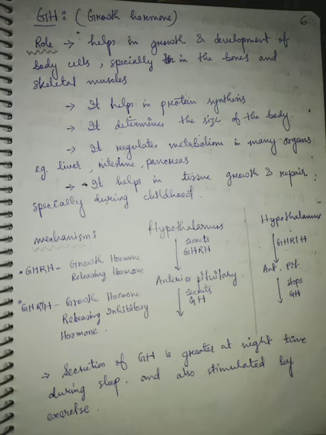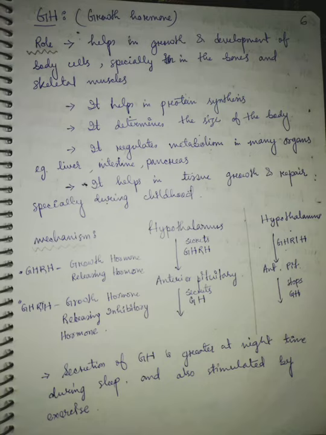So growth hormone, its role is it helps in growth and development of body cells, especially in the bones and skeletal muscle. Growth hormone especially helps in development of bone and skeletal muscle. So it helps in protein synthesis. It determines the size of the body. Everyone has a different body. Someone is tall, someone is short.